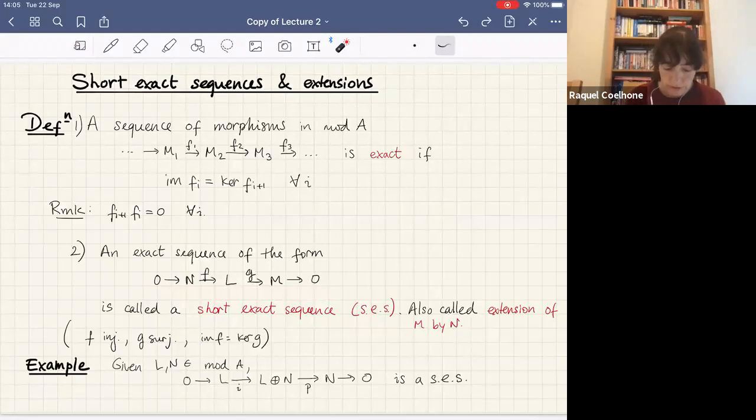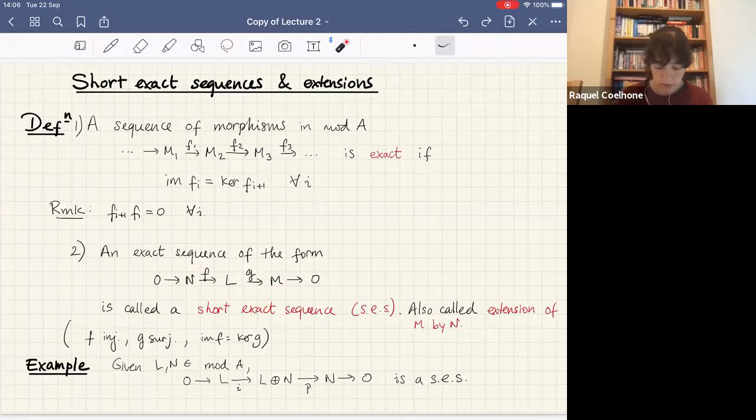By this definition, this means that this map here is injective, this map at the end is surjective, and the image of f equals the kernel of g. I'm also going to say that an exact sequence of this form is an extension of the last term, M, by the first term, N.